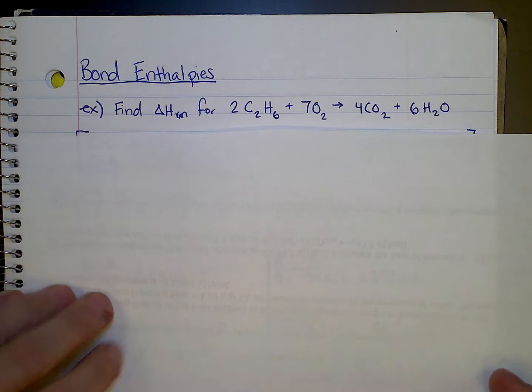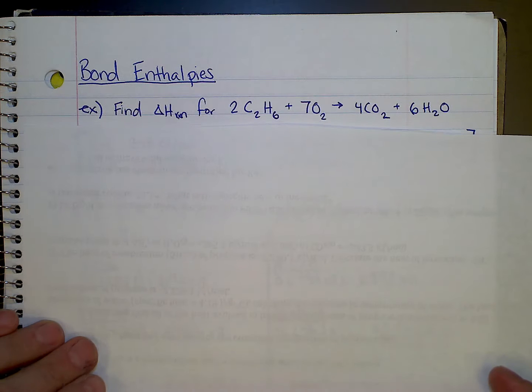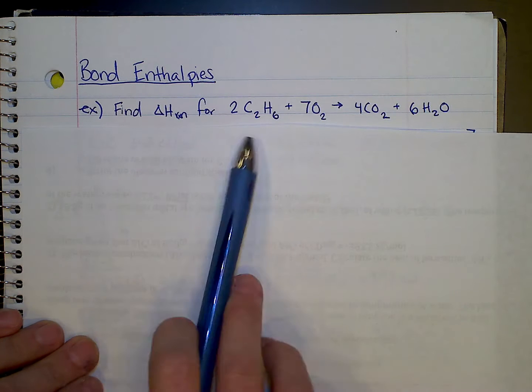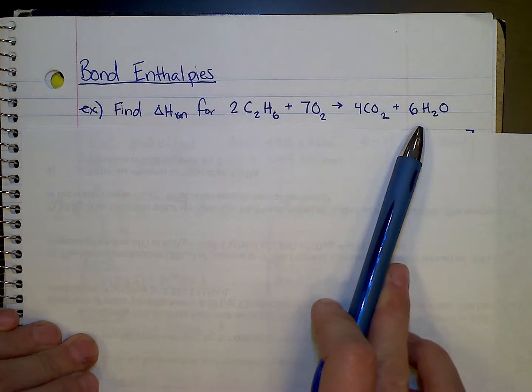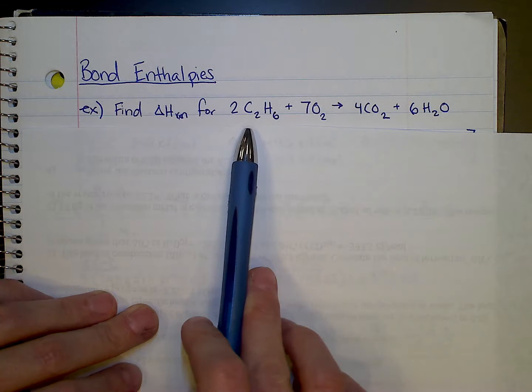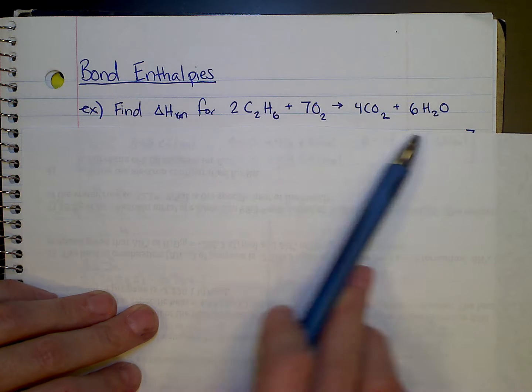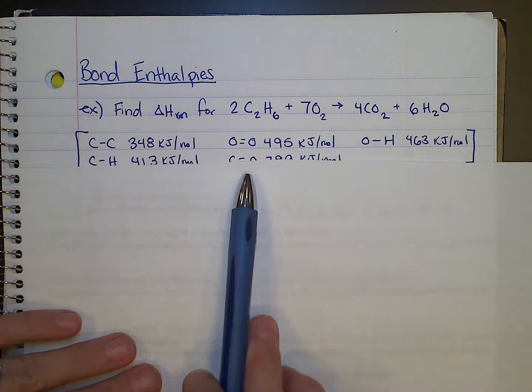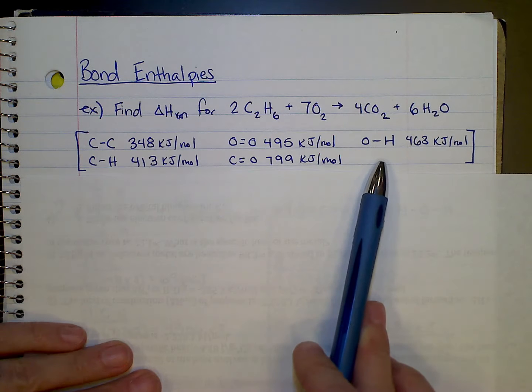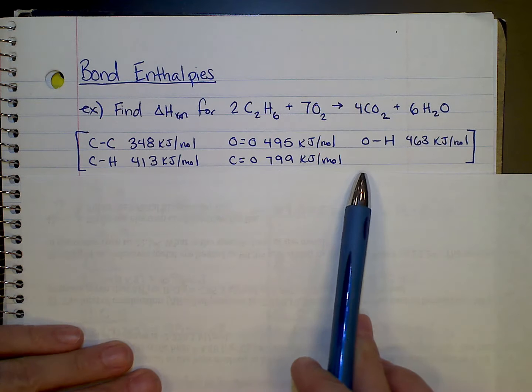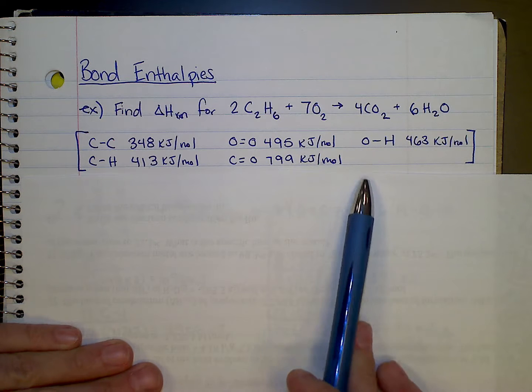So we've got a problem. We want to find the delta H for this reaction right here. The first step is to write out what the Lewis structures look like for all of the compounds in that reaction. So that's what I've done here. Oh, these were given to you. We had written this down right before you guys left. So these are the bond enthalpies that we're going to use to calculate.